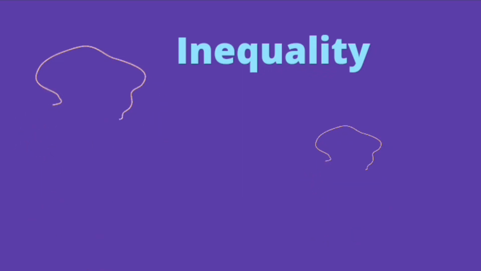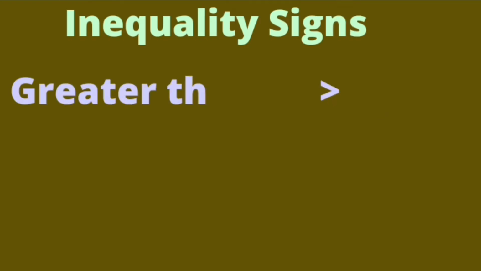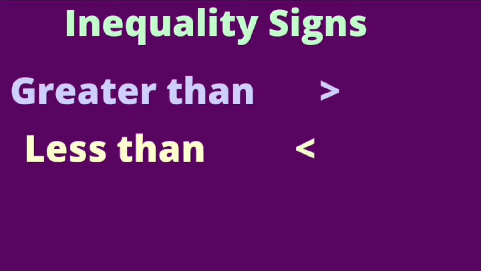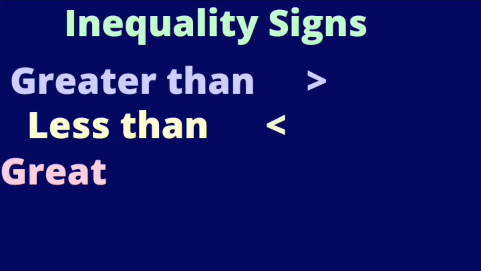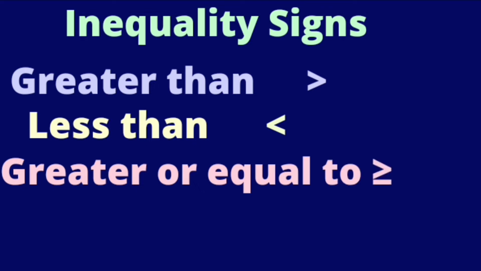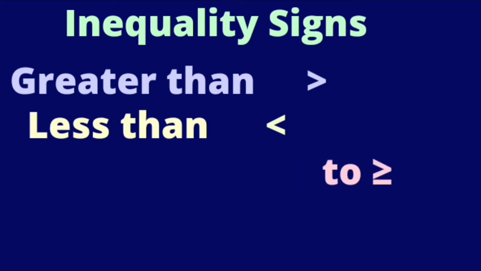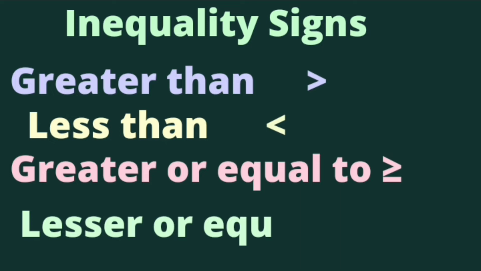There are various inequality signs. We have the greater than sign, we have the less than sign, and we have the greater than or equal to sign. And lastly, we have the less than or equal to sign. Let's see how all these signs can play out in arithmetic.